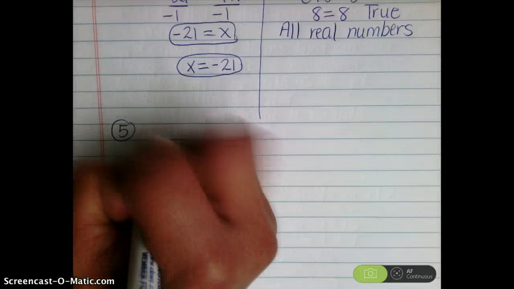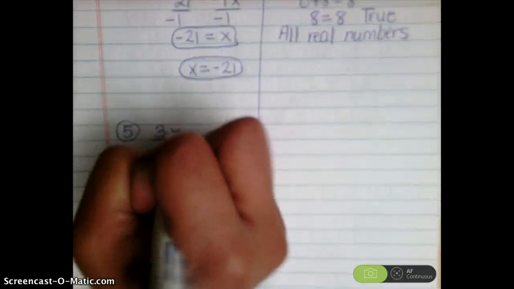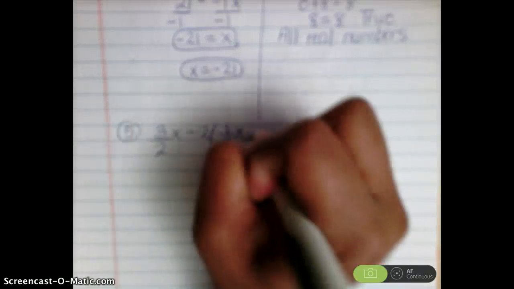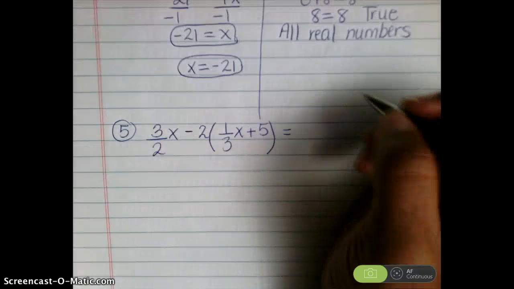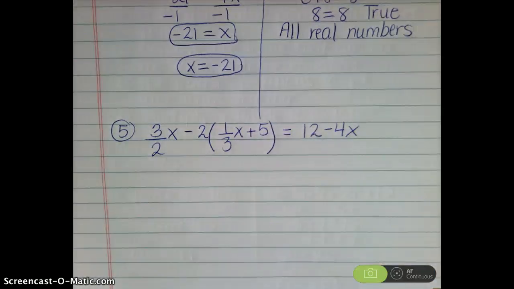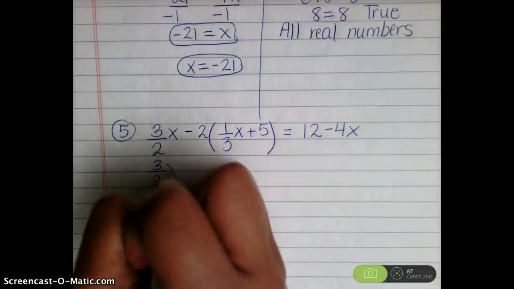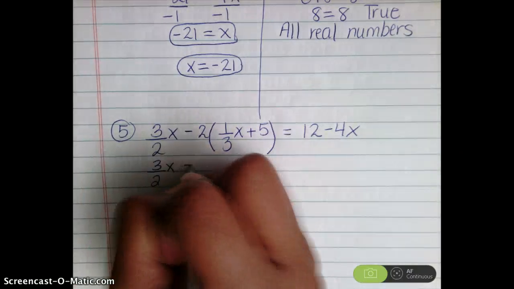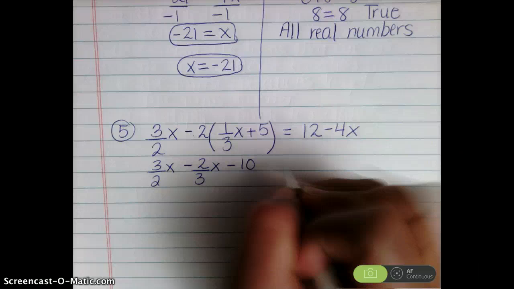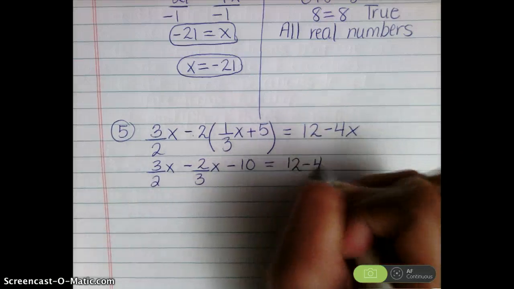Right here for number 5, we're going to do 3 over 2x minus 2 times 1/3 x plus 5 equals 12 minus 4x. So here we're going to remove our parentheses. We're going to have 3 over 2x. A negative 2 times 1/3 is negative 2 over 3x. A negative 2 times 5, negative 10 equals 12 minus 4x.